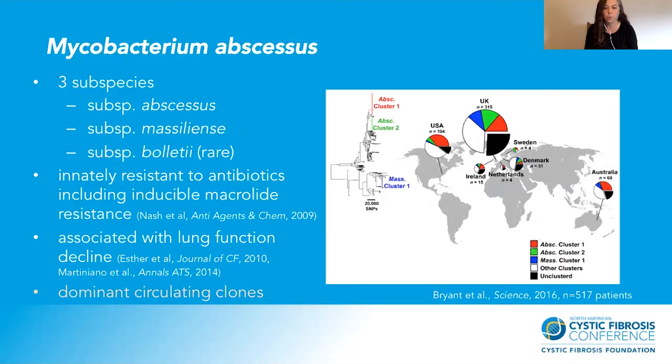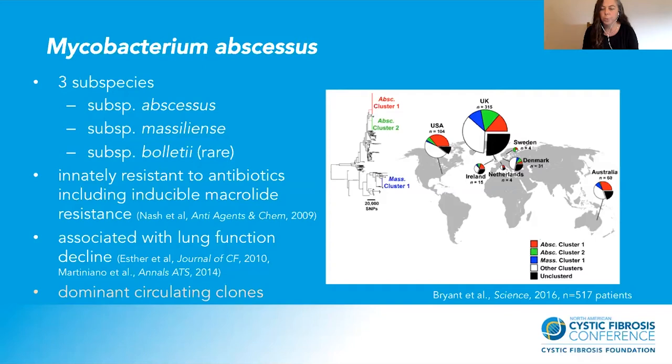And this was very well illustrated in a paper in 2016 where they used whole genome sequencing to sequence over 1,000 isolates from over 500 patients from CF centers all around Europe, as well as a location in Australia and one site in the US. And what they observed was that over 50% of patients had genetically similar isolates that were in these genetic clusters, including two dominant circulating clones of subspecies abscessus, shown in this figure in red and green, as well as one dominant clone of massiliense, shown in blue.